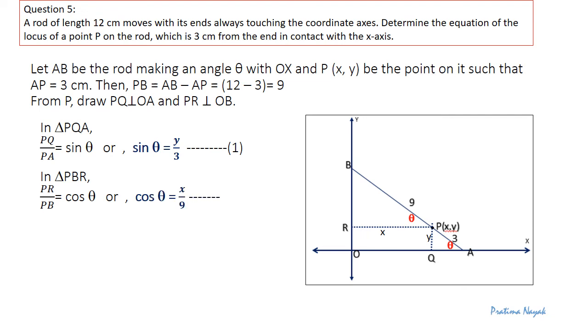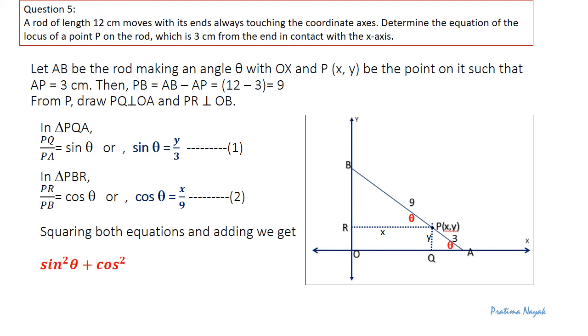Now squaring both the equations and adding them, we get sin square theta plus cos square theta is equal to 1, we know. So x square by 81 plus y square by 9 is equal to 1. So this is the required equation.